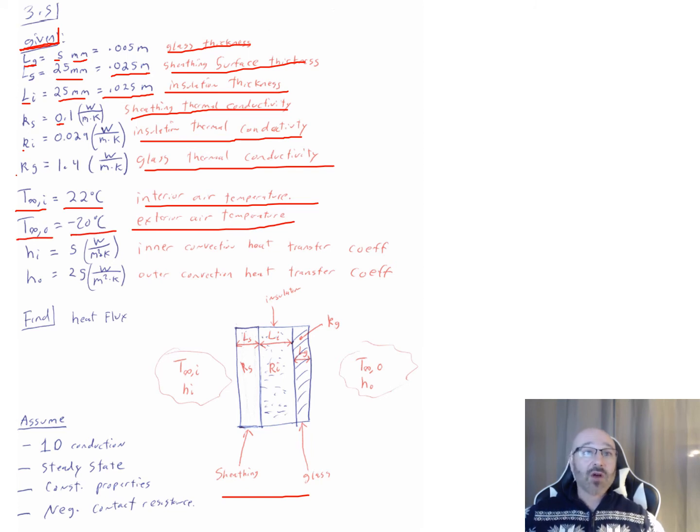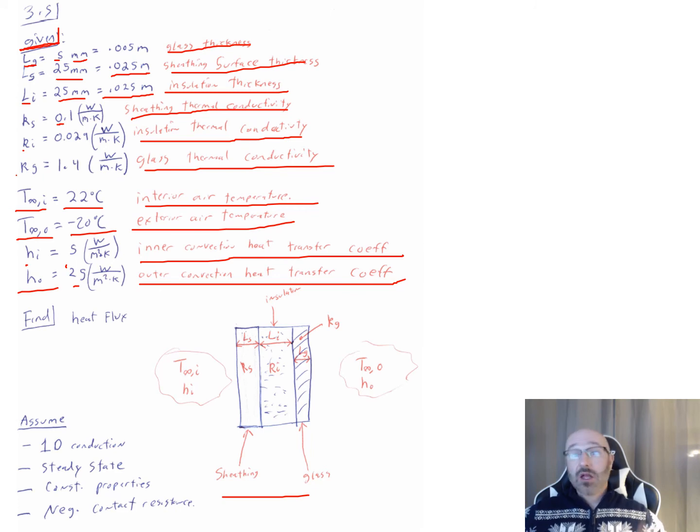Then we have our inner convection heat transfer coefficient, our H sub I, as 5 in watts per meter squared times Kelvin. And we have our outer convection heat transfer coefficient, our H sub O, 25 watts per meter squared times Kelvin. Now, what do they ask us to solve for? Heat flux. So we'll keep that in the back of our mind, thinking about governing equations that we're going to utilize here. Now, the next thing that I want to do here is draw out a diagram.